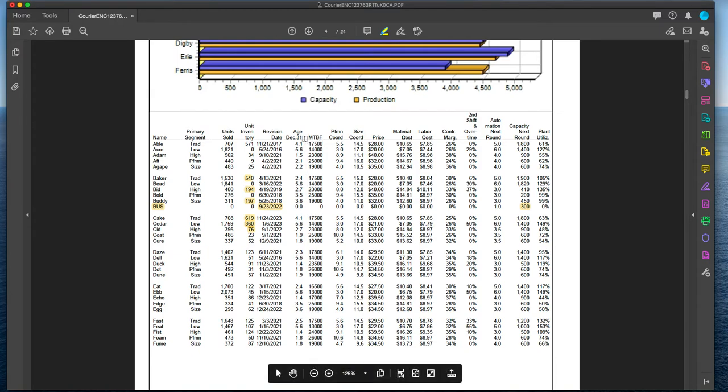You've got information about the age of your products, the MTBF, the coordinates, as well as the price. And then you can see what the material cost is. This is based on your MTBF and the labor cost, which takes into account the productivity of your labor force as well as your automation. Make sure to automate. Use the situation analysis and automate based on those levels that are recommended for each segment.